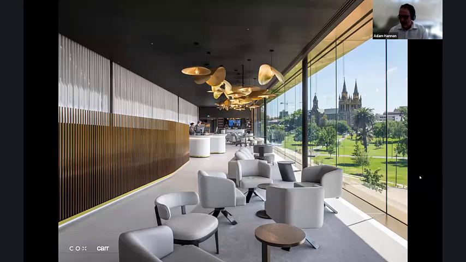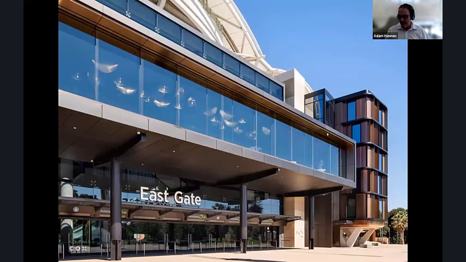What's really interesting with this space is that everyone who goes through the East Gate actually looks up and sees the hotel lobby reception above them as one of the key entry gateway pieces through into the Oval. And just a shot from the outside with that artwork.